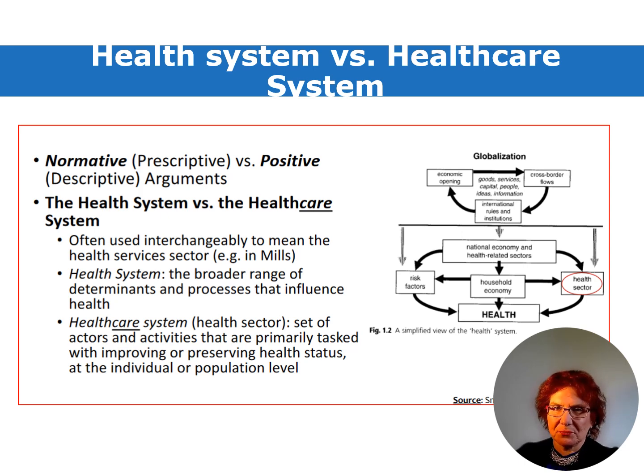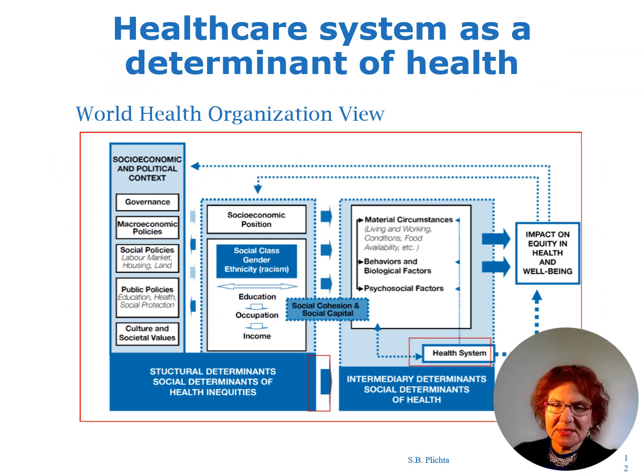Now, the health system is only one determinant and not even the largest one of a population's health. If we look at this diagram from the World Health Organization, you can see that the health system is down in the bottom right corner as one of many factors that determine the health of a population.